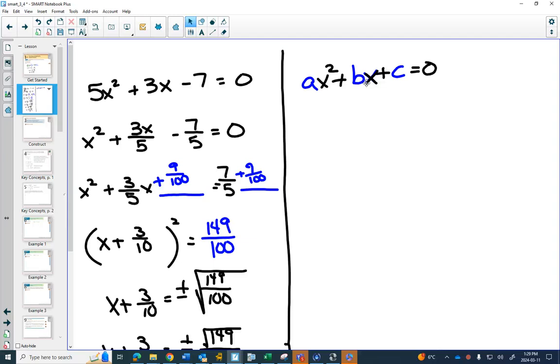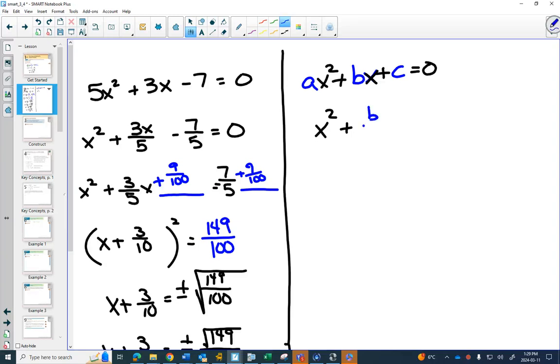The only way I could make this one more difficult is I change my numbers to letters. And a, b, and c are some numbers, I just don't know which ones they are. What did we do as step 1 here? We divided by 5 to get x squared by itself. What number would we have to divide by here? We'd have to divide by 8, which works out nicely for the first one.